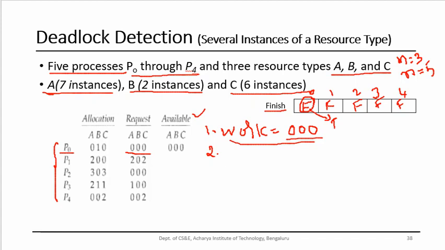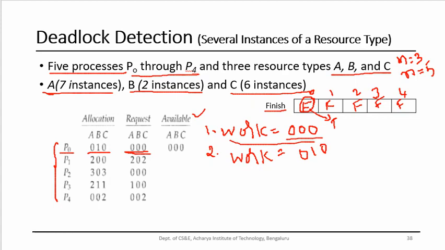Okay, and both the constraints are met. It was false earlier, and its request is less than or equal to work. So both these constraints are met. So therefore we make this true, and we also update the value of work. What happens to work now? The work will become 0 1 0. That was the allocation to P0, so that gets added to work. So work becomes 0 1 0.